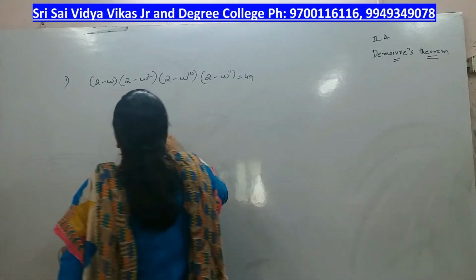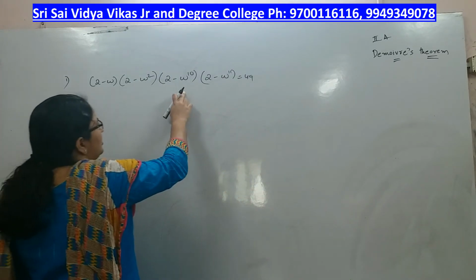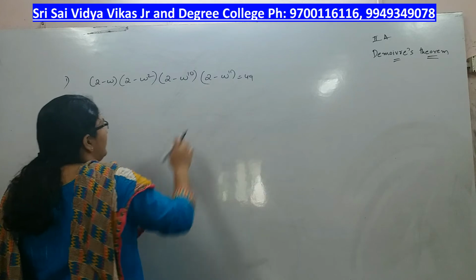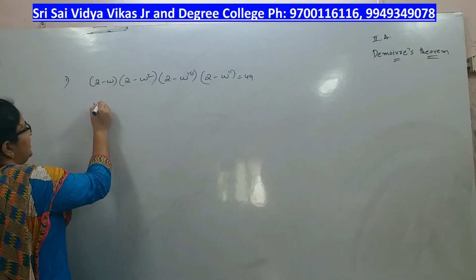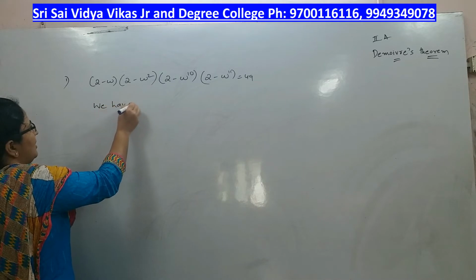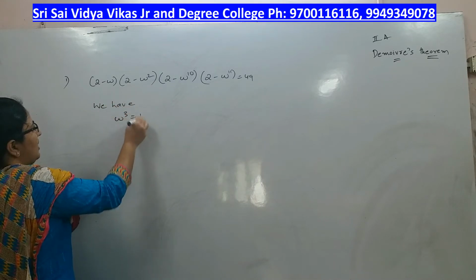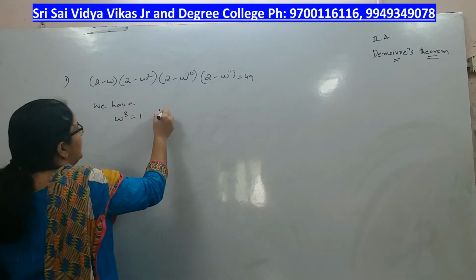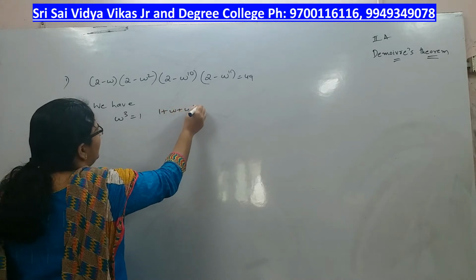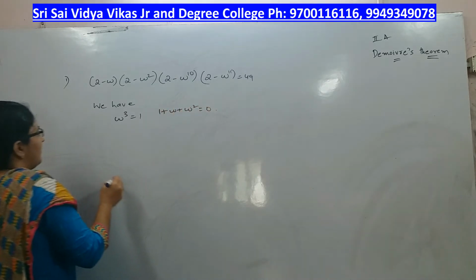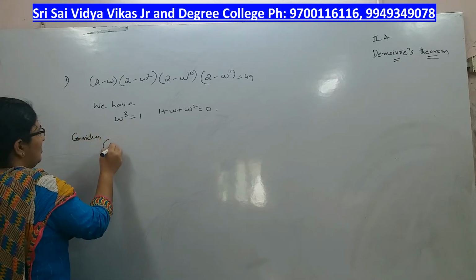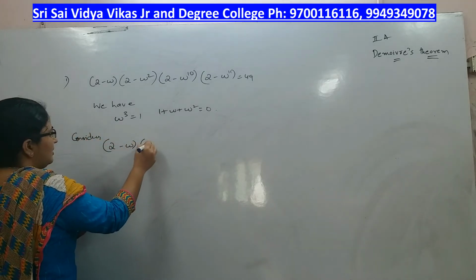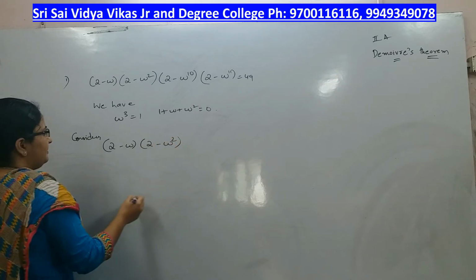We need to show that (2 − ω)(2 − ω²)(2 − ω¹⁰)(2 − ω¹¹) is equal to 49. We have ω³ = 1 and 1 + ω + ω² = 0. Consider (2 − ω)(2 − ω²).